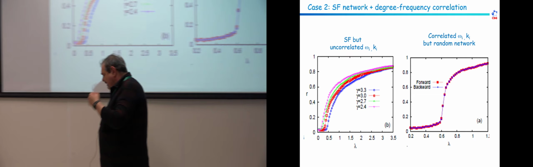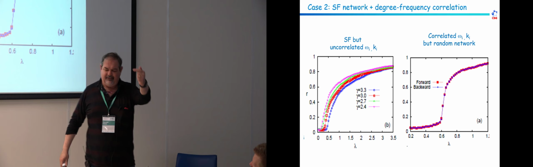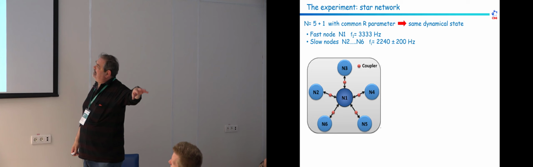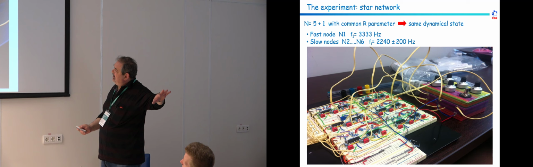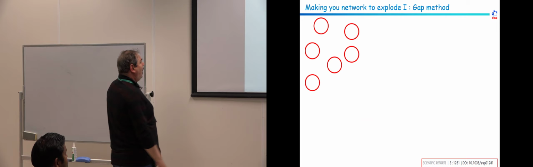And now let me move to the point where I want to start demonstrating that in fact this is much more general. And I want to demonstrate it step by step. Next. Okay, so first of all, we go next, slowly. So we started to make an experiment with an electronic circuit, and we show that indeed in the experiment with the electronic circuit you see this first order transition.